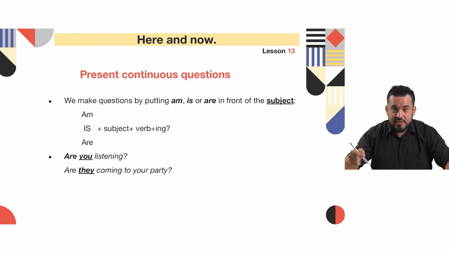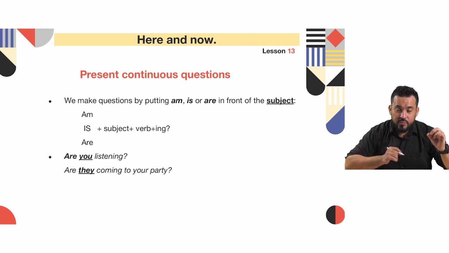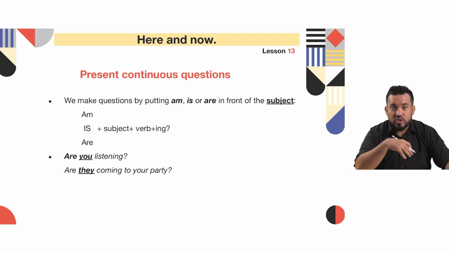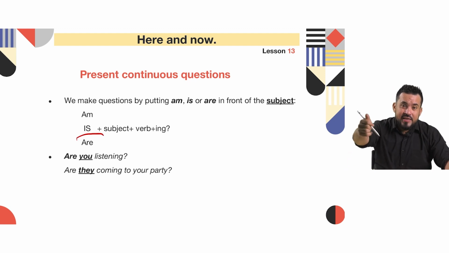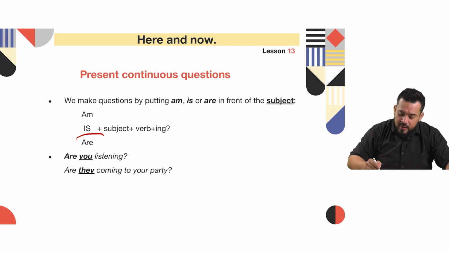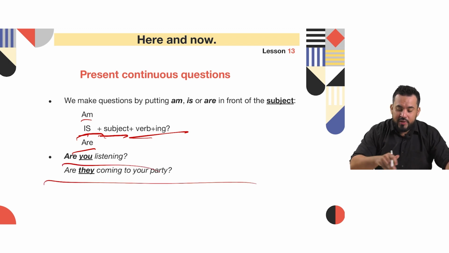Present continuous questions. How do we make a question? We start the questions for the present continuous with the verb to be. So either am, is, or are, depending on the noun that follows. If it was I, we will use am. Am I happy? Or, am I going to the party? I don't know. I'll see. So this is am. Is, if you say, is he sleeping here tonight? So the form is am, is, or are plus the subject plus the verb plus the ing. Are you listening? Are they coming to your party?